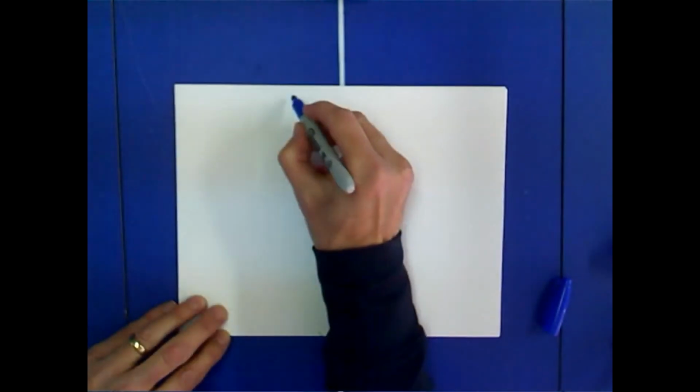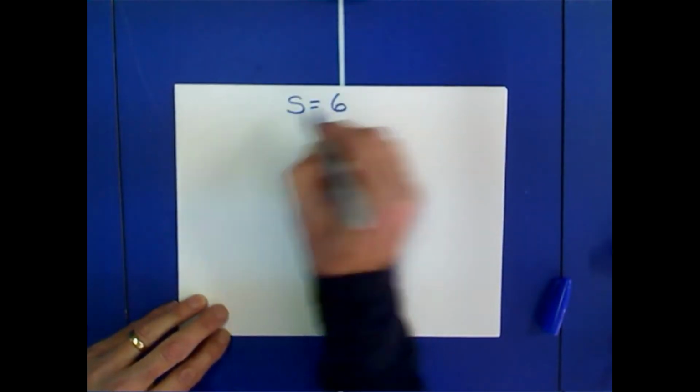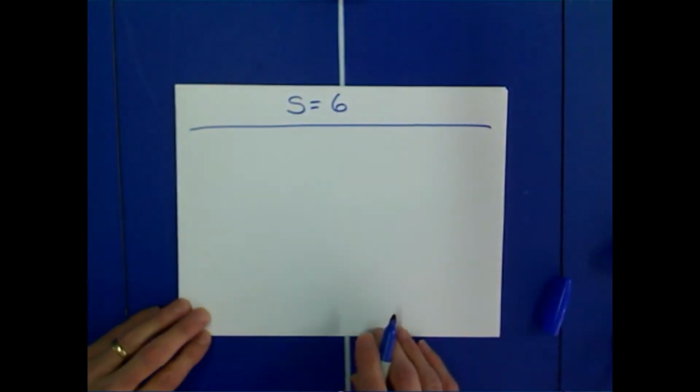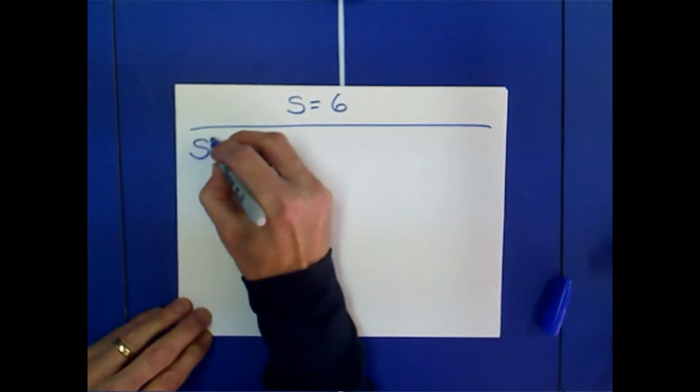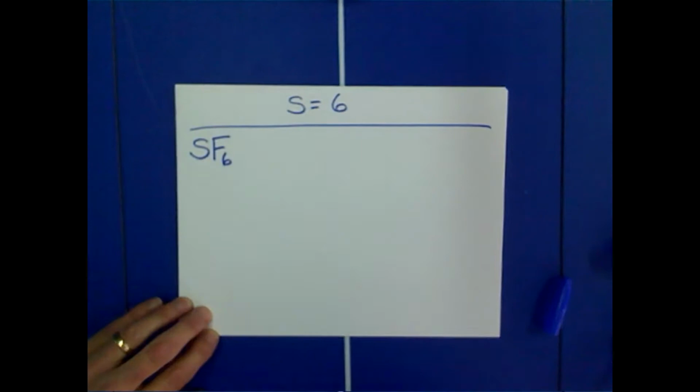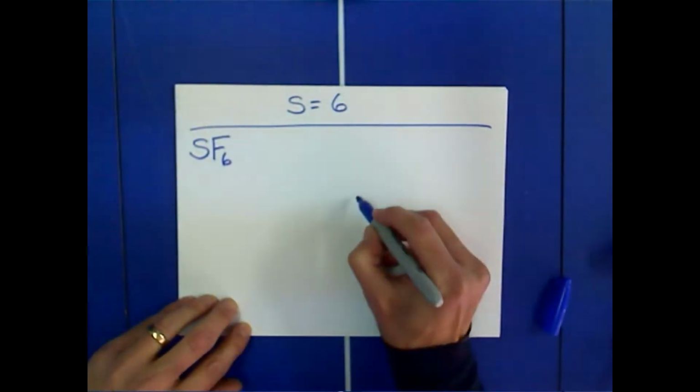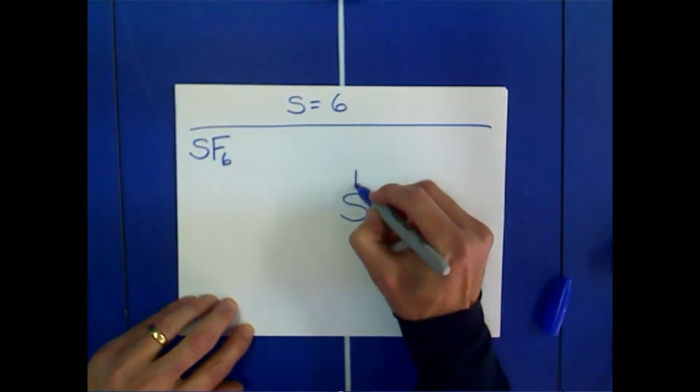We're going to go over molecular geometries for the case where the steric number is equal to 6. An example of this would be the molecule sulfur hexafluoride. The Lewis structure for sulfur hexafluoride is going to look like this.